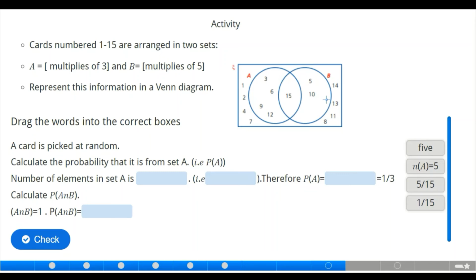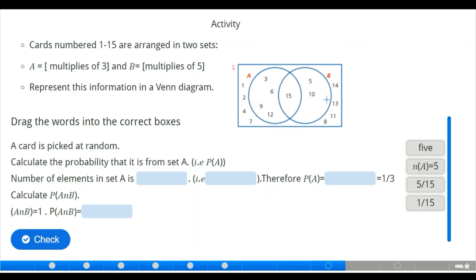So we have already represented the information using the Venn diagram. Now, did I say that a card is picked at random? So we have to calculate the probability from set A. What we need to do is take the number of favorable outcomes divided by the total number of outcomes. The total number of outcomes here is 15.